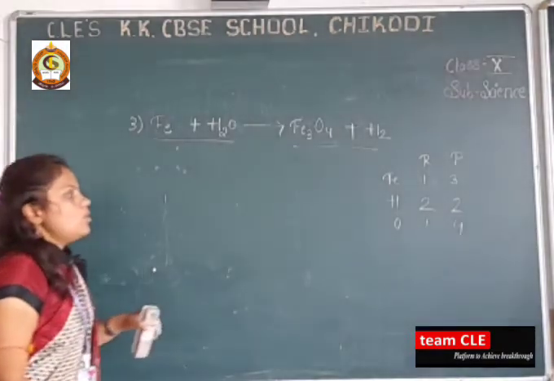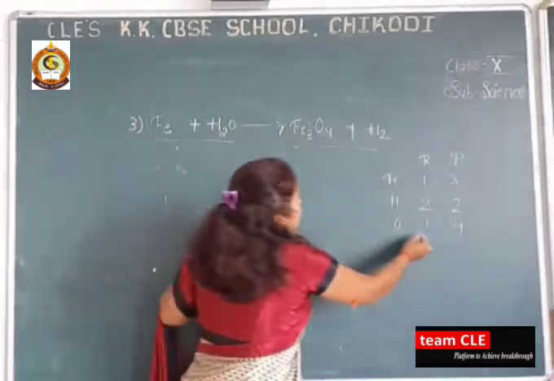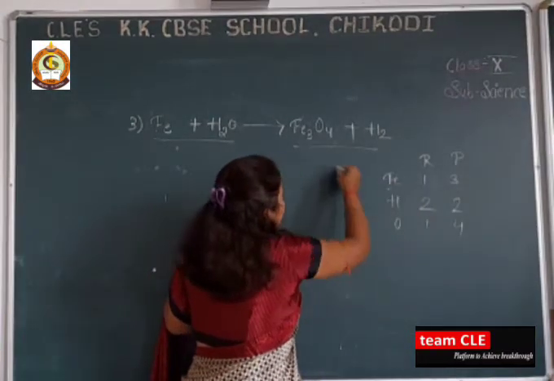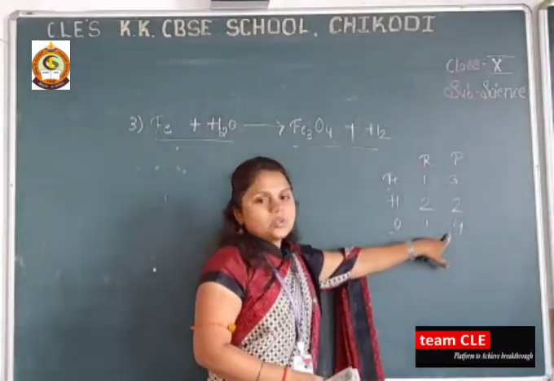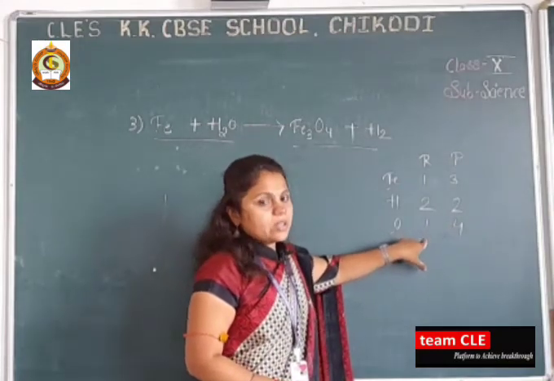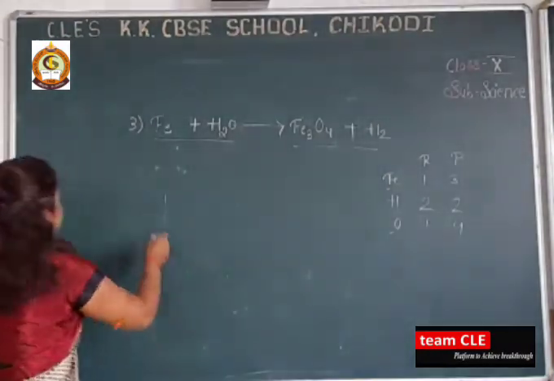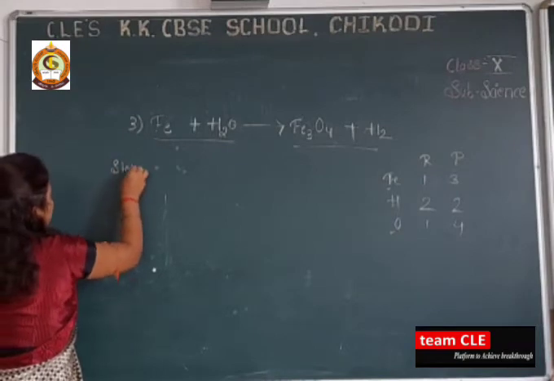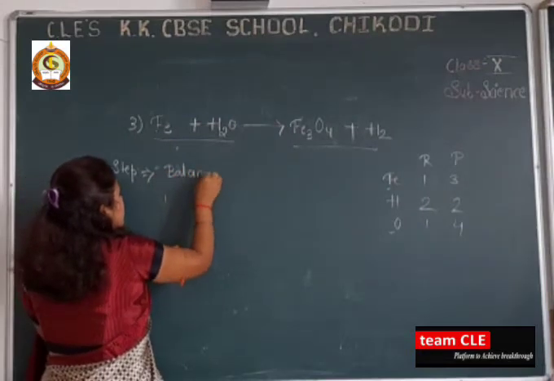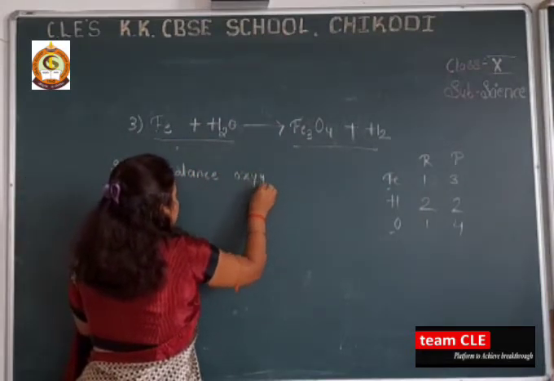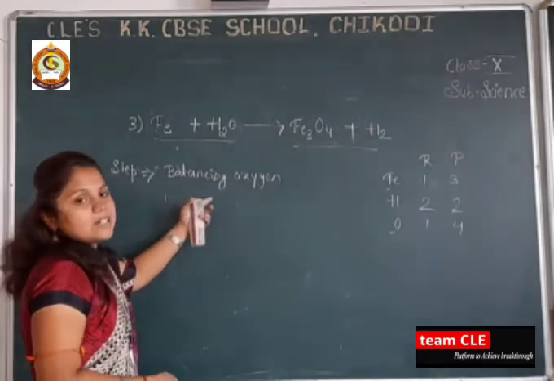Okay. So now the first thing we have to balance, you can go for the iron also, you can go for the oxygen also, but which is the bigger number here? 4. So I will go first for oxygen. Okay. In the first step I will balance the oxygen. So let's discuss. In step 1, what am I going to do? I will balance the oxygen.